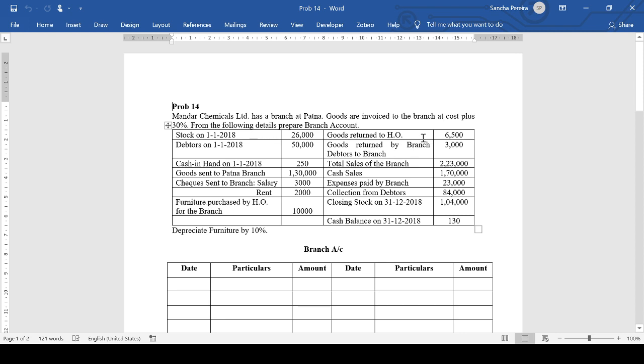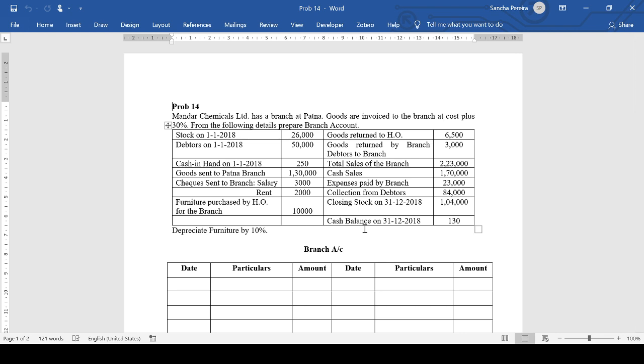Goods returned to the head office, the branch is returning. Goods returned by branch debtors to branch, this will go in the debtors account. Total sales of the branch, cash sales, expenses paid by the branch, collection from debtors, closing stock and cash balance. Okay, now let's go through what is missing. If you notice, the closing balance of debtors is not given. So the debtors account will be prepared to find out the closing balance of debtors.